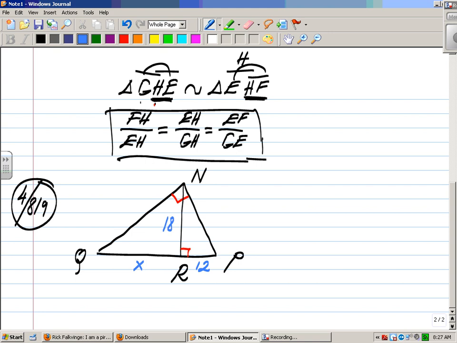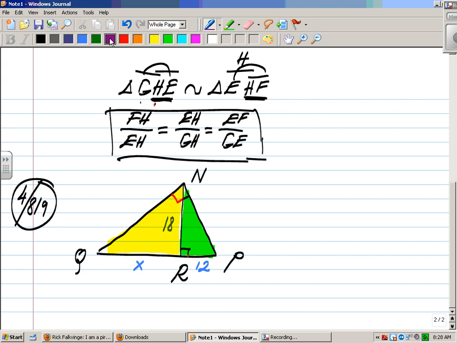Now, how can I find that? Look at the two triangles, right? Triangle NRQ and the other triangle NRP. Are the two triangles similar or not? Well, I think they're similar.